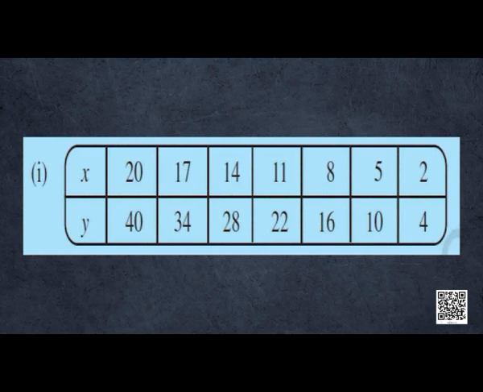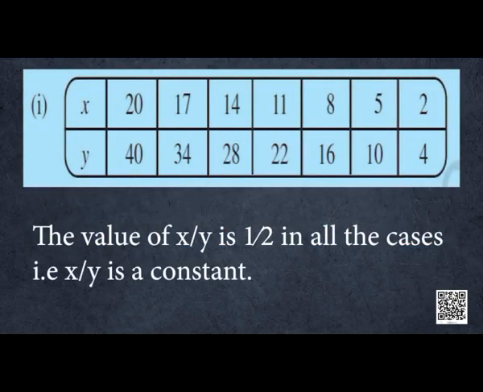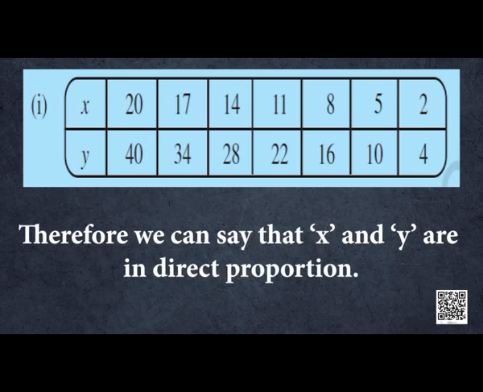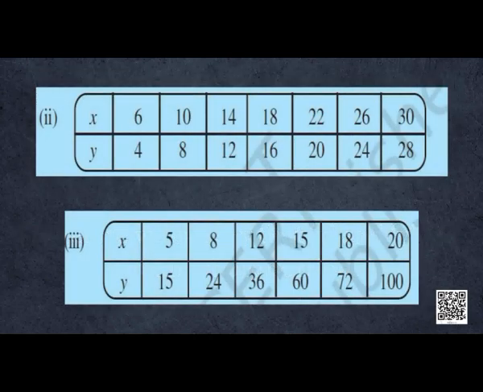Good. What can we see here? The value of x by y is 1 by 2 in all the cases. That is, x by y is a constant. Therefore, we can say that x and y are in direct proportion. In the same way, try to find whether x and y are in direct proportion in the following examples also.